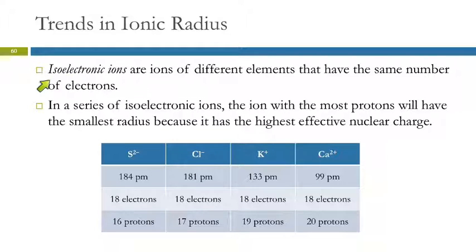Iso is a prefix that means the same. So isoelectronic means the same electrons. Isoelectronic ions are ions of different elements that have the same number of electrons. They have the same electron configurations.